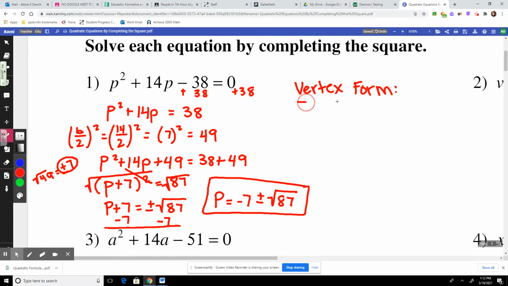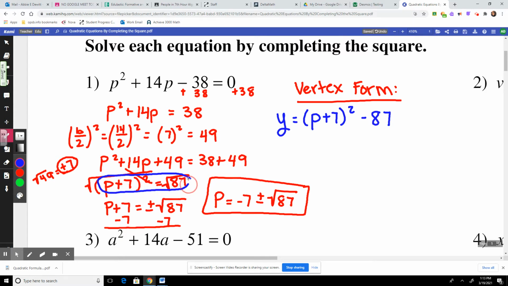The vertex form, I'm going to go back to this point here. Well, I kind of wrote over everything. The vertex form ends up being y equals p plus 7 squared minus 87. It comes from step 4 right here before I wrote the roots. P plus 7 squared equals 87.